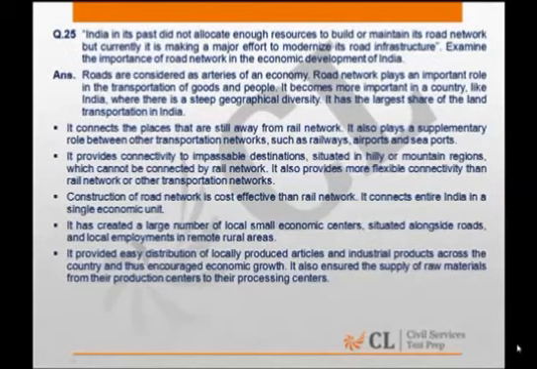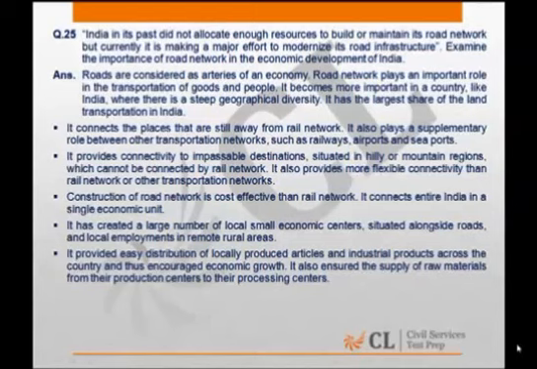Question 25. India in its past did not allocate enough resources to build or maintain its road network, but currently it is making a major effort to modernize its road infrastructure. Examine the importance of road network in the economic development of India. I want to introduce a fact that national highways only constitute 2% of the total road network, but they bear 40% of the total load of road transportation.